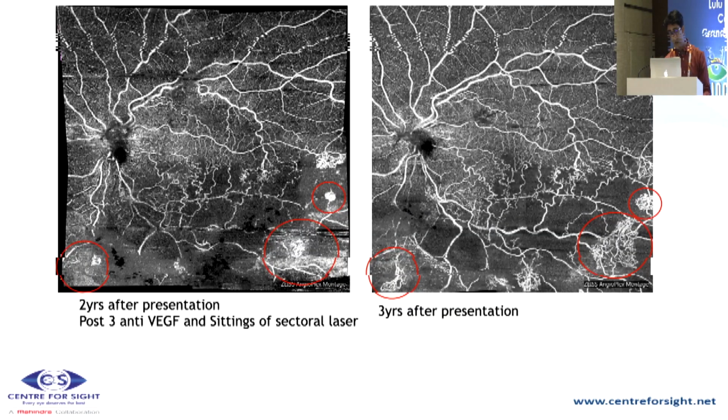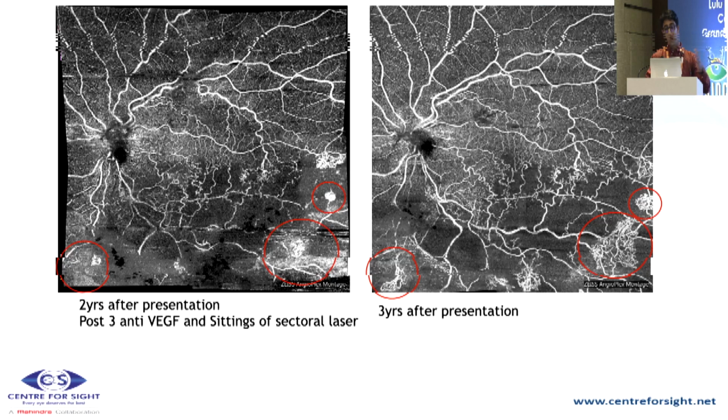So the patient was again subjected to PRP augmentation and anti-VEGF injection. And you can see when the vitreous hemorrhage cleared, we saw these big patches. This was the previous, and after 1 year when the patient again presented to us, these neovascular patches had completely increased. Some patches have regressed, but you see these patches are increasing in size.